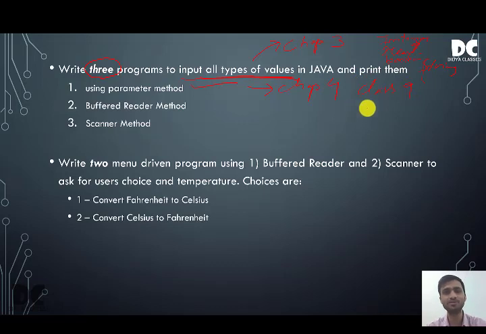All the class 9 programs we did in parameter, and a few of the programs in scanner also. You already know scanner, but again I will revise it. And the same program using buffer reader and the same program using scanner. So how to write the same program using scanner, using buffer, and using normal parameter method. Always remember, each program in Java can be written in all the three methods, that is parameter, buffer reader, and scanner.